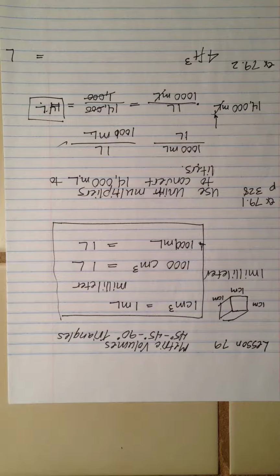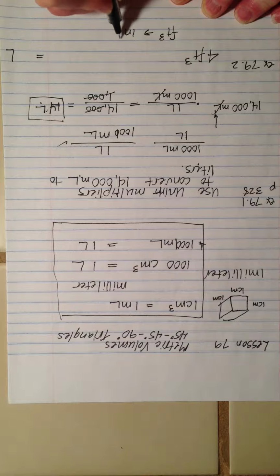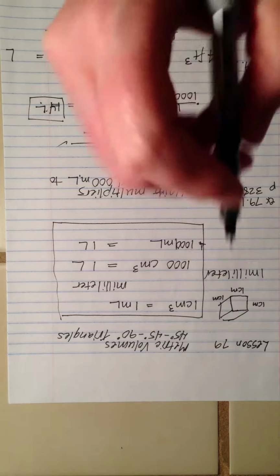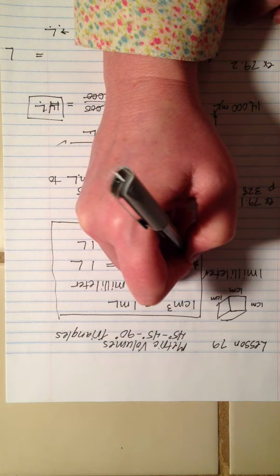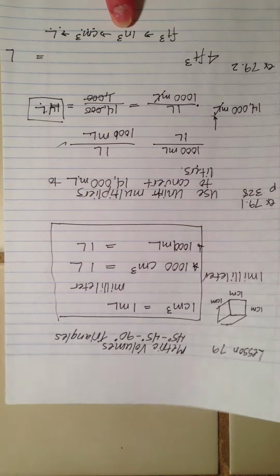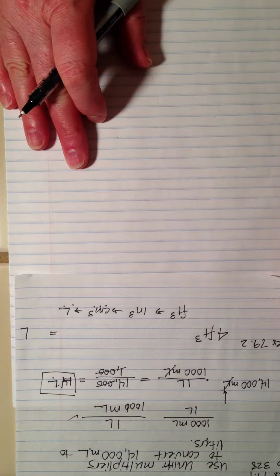So now this is how we're going to plan the conversion. We're going to go from feet cubed to inches cubed to centimeters cubed, and then this will take us directly to liters. We know the relationship between centimeters cubed and liters, we've got it right there, so we will use that one this time. I'm going to slide my paper up.